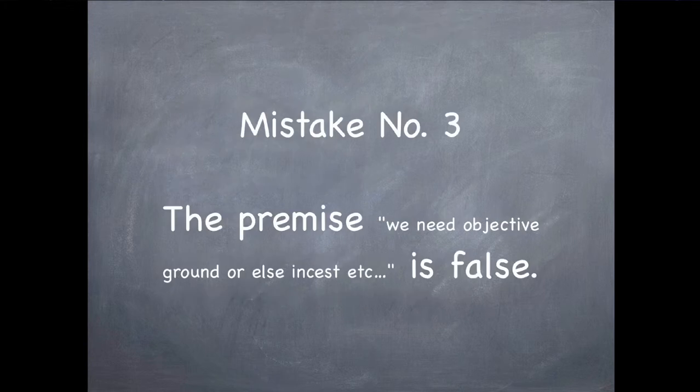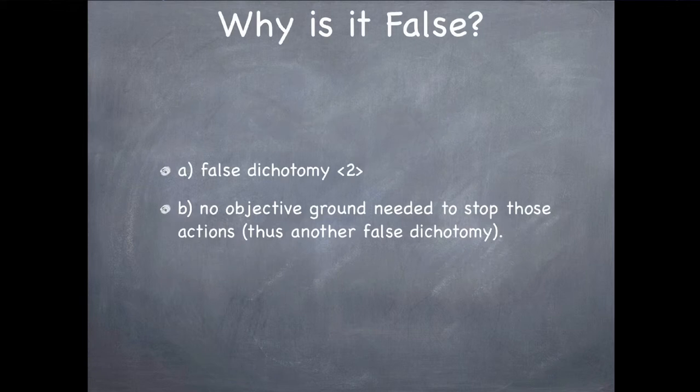Mistake number 3. The premise that we need objective ground or else incest, etc. is false. Again, this is more of a sub-mistake from mistake 2. I'm going to specify a specific part of mistake 2 with mistake number 3. Why is this a false premise? Well, again, it's a false dichotomy. It's not the case that either objective ground or all these other things happen. But again, there's 2 false dichotomies here, and that's what I want to point out in mistake number 3. No objective ground is needed to stop those actions. Again, you look at these countries and states that have same-sex marriage, they still stop those things without appealing to objective ground. Objective ground is not the only way to avoid those.